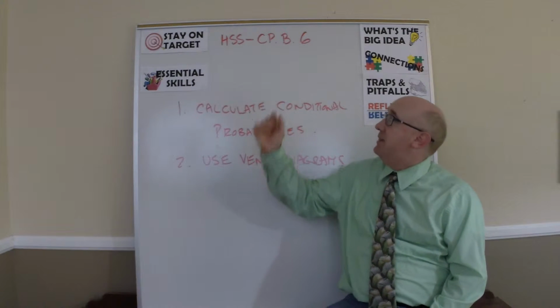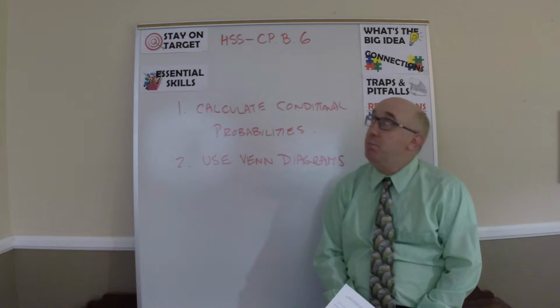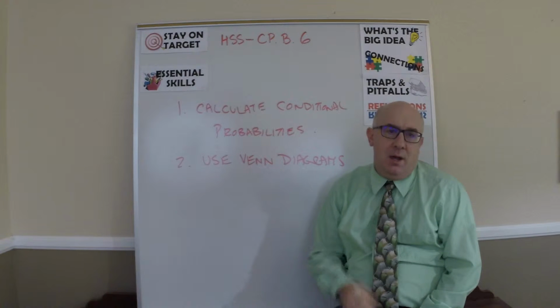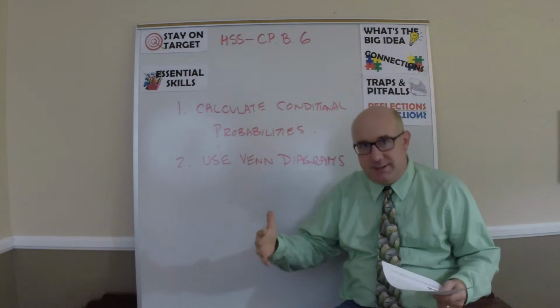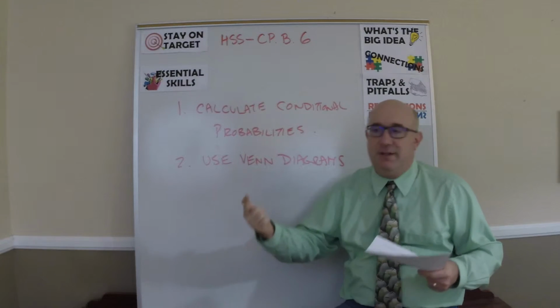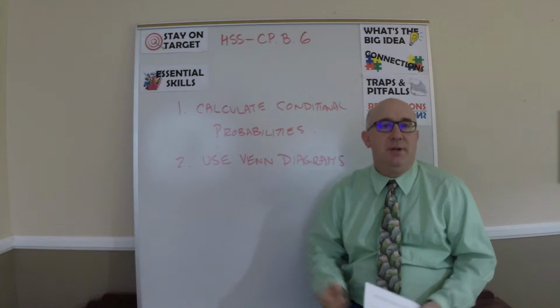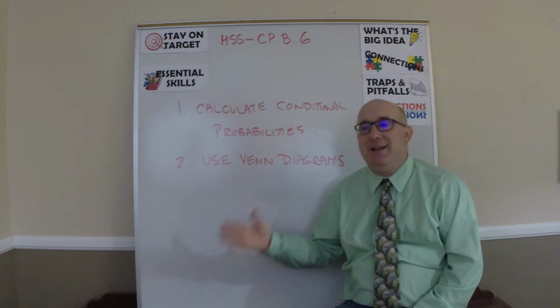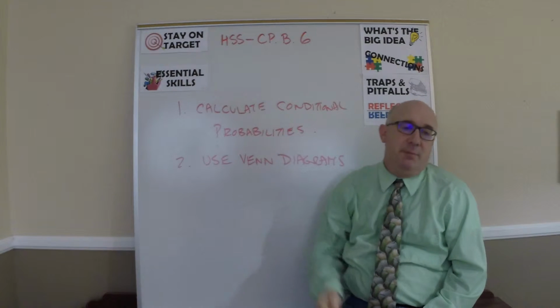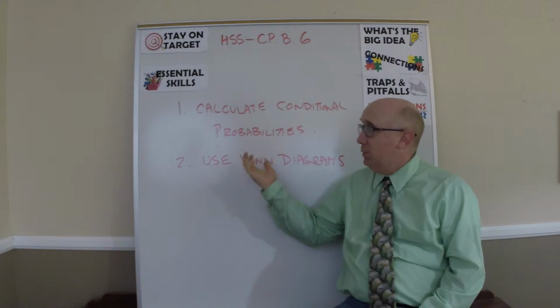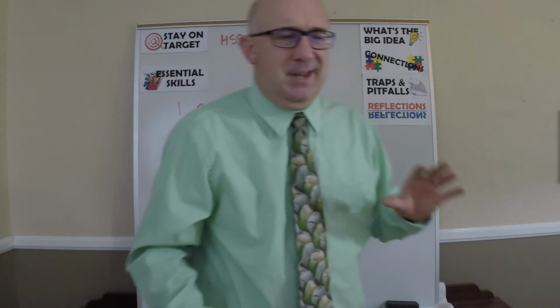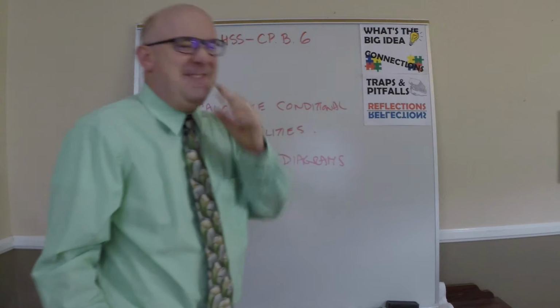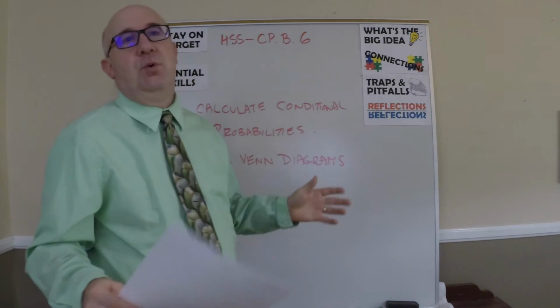This is HSS-CP.B.6. The way they organize these objectives is the early objectives are about the concepts of independence, conditional probability, those types of things. Then the later objectives, those that have a B on them, deal with the actual calculating of the probabilities. It's hard to distinguish those two, and to be separated by 3 or 4 standards just doesn't make sense.